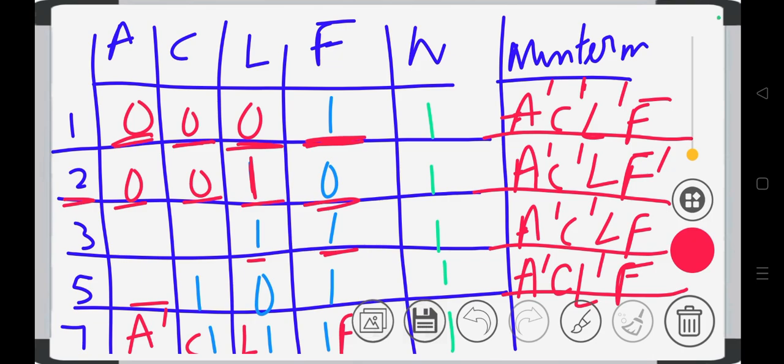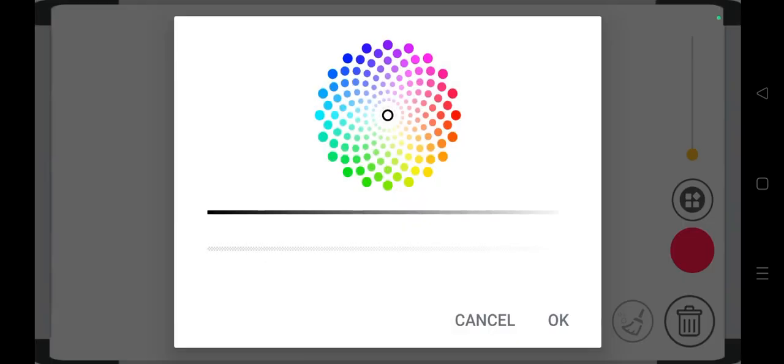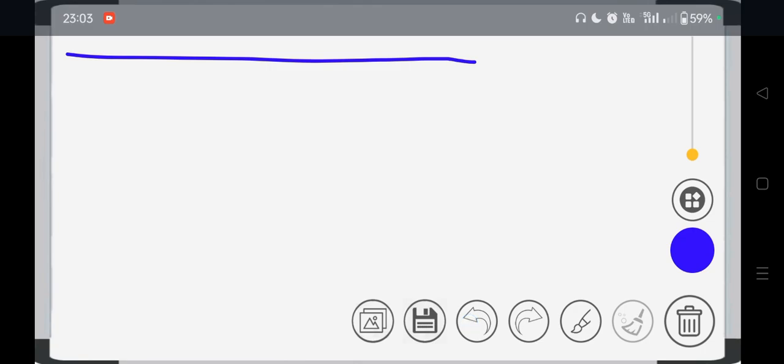Okay, so now let us proceed to the next one. What do we have next in our queue? I will redraw the table once again. Let us see what we have next.